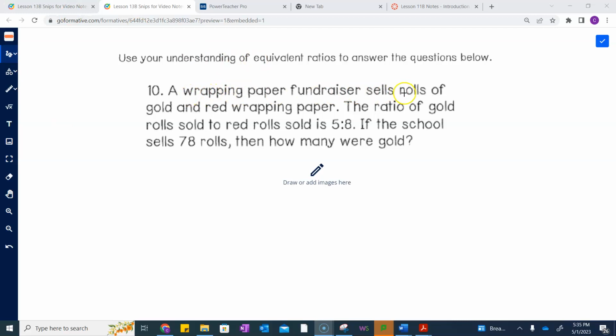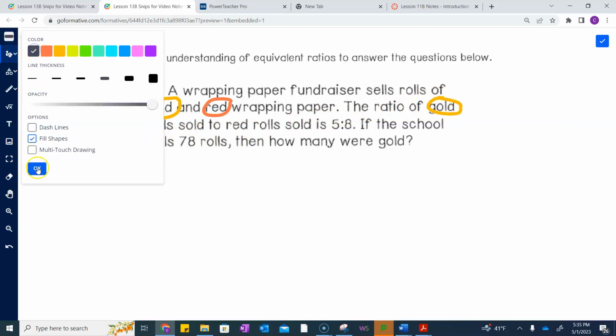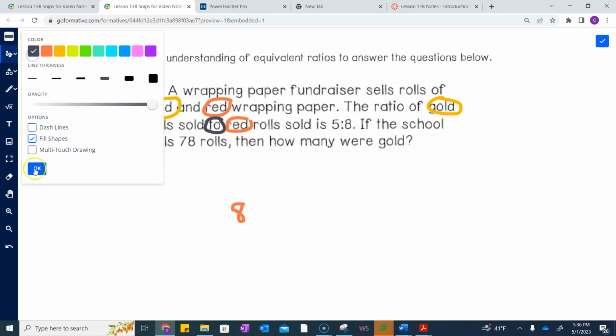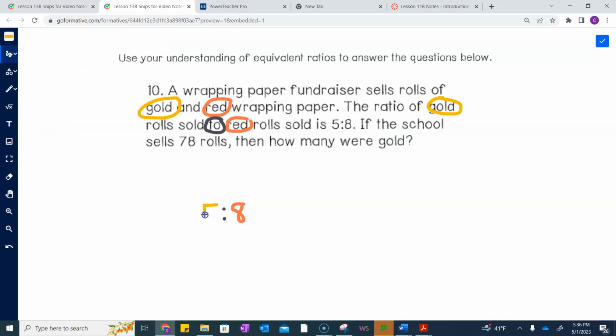We have a wrapping paper fundraiser, and it sells rolls of gold and red wrapping paper. So I'll circle that in that color, and I'll use a goldish color for here, gold and red. The ratio of gold rolls to red rolls, so we have gold to red, they're giving us that ratio wording, tells you we're making a comparison here, is 5 to 8. So I'm going to rewrite that down here. 8 is the red, 5 is the gold. We got to get it in the right order. Order matters for ratios. In our previous unit, we studied that. So it's 5 gold to 8 red.